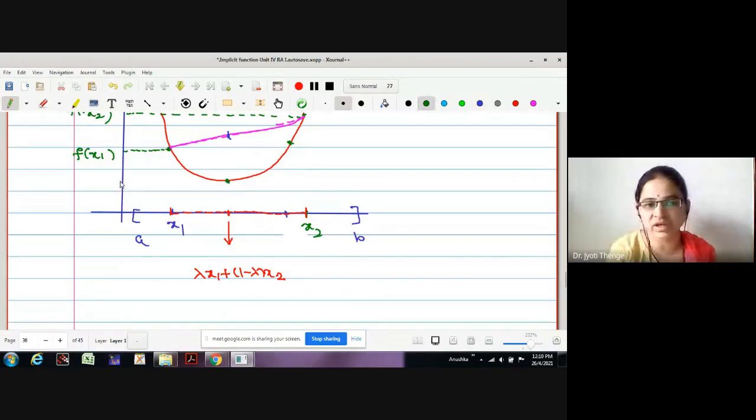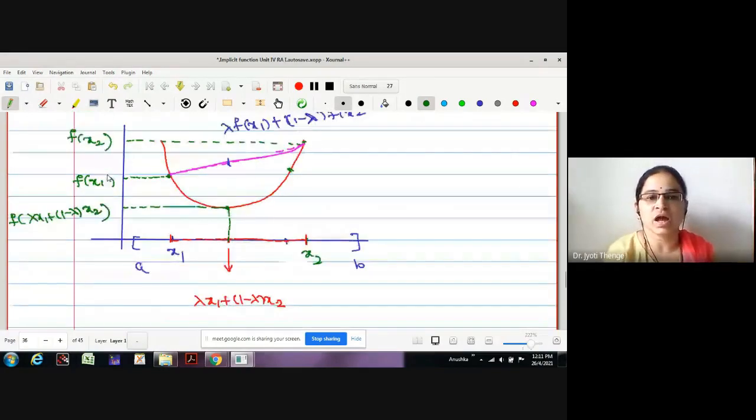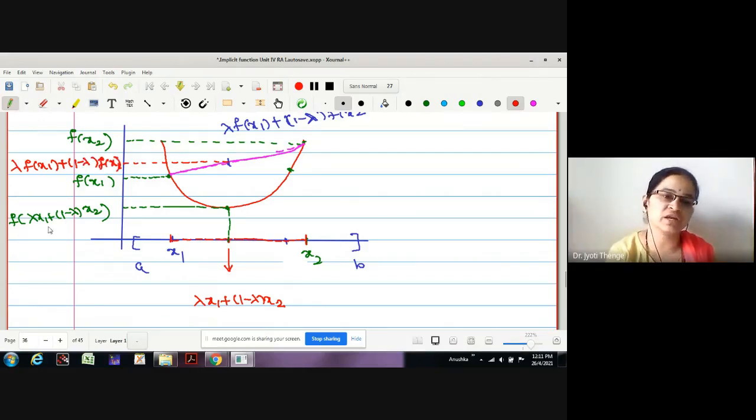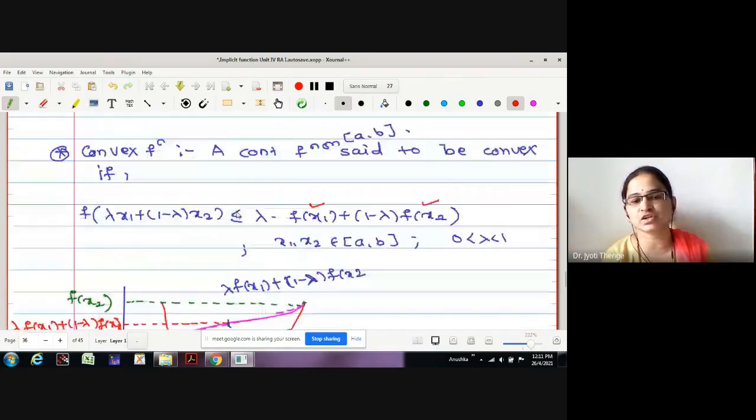Correct? Therefore, I can write this as the f image of lambda x1 plus 1 minus lambda x2. Here is the location. And what about lambda f x1 plus 1 minus lambda f x2? Where is the location? Here is the location. Correct? This is the location of lambda f x1 plus 1 minus lambda f of x2. And if you observe very clearly, this lambda f of x1 plus 1 minus lambda f of x2 is greater than the f image of this. That is, this condition is going to be satisfied.